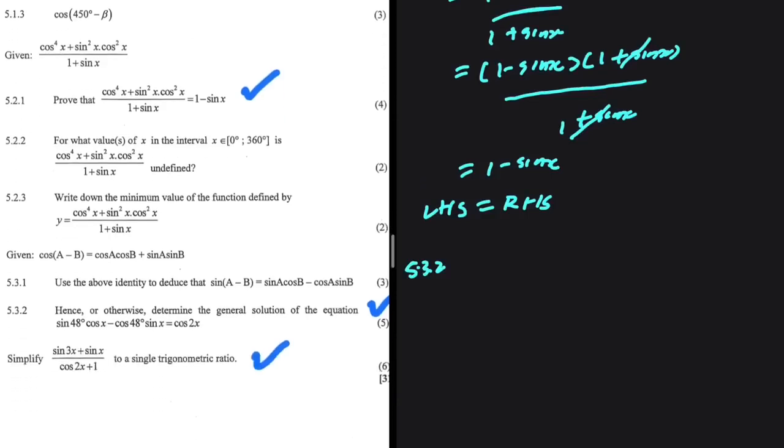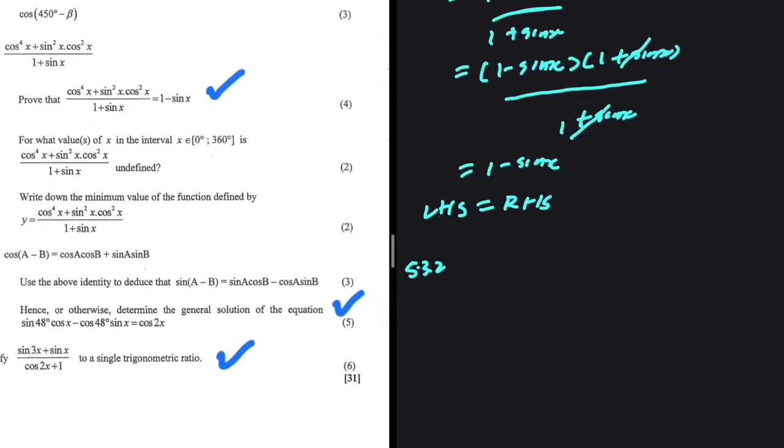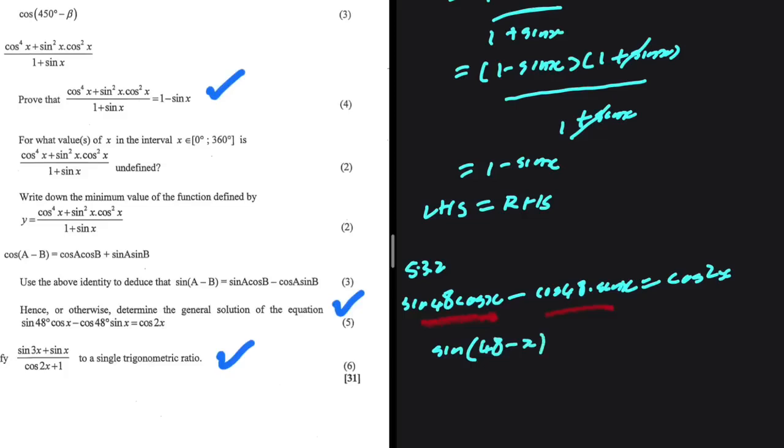Let's take a look at 5.3.2. In 5.3.2, we are supposed to find the general solution of sine 48 multiplied by cos of x minus cos of 48 multiplied by sine of x being equals to cos of 2x. Obviously, we can narrow this down. We know that we have an identity that can help us with that, right? That will just be equals to sine of 48 minus x. We know that for sure. If you expand the sine of 48 minus x, you get this.